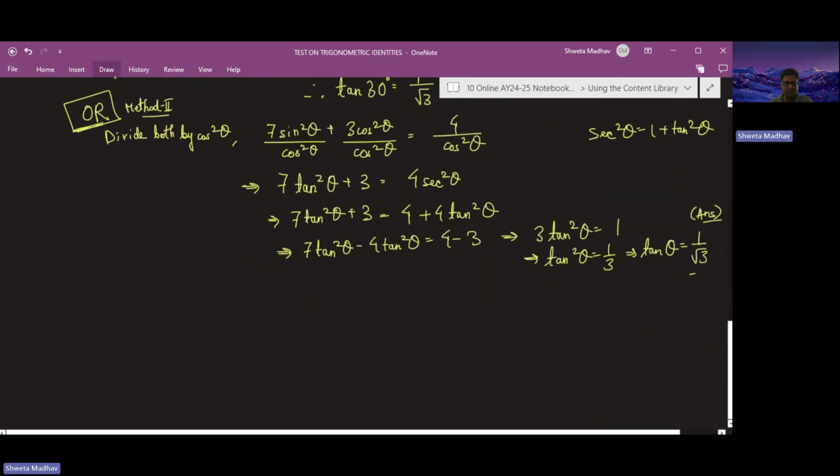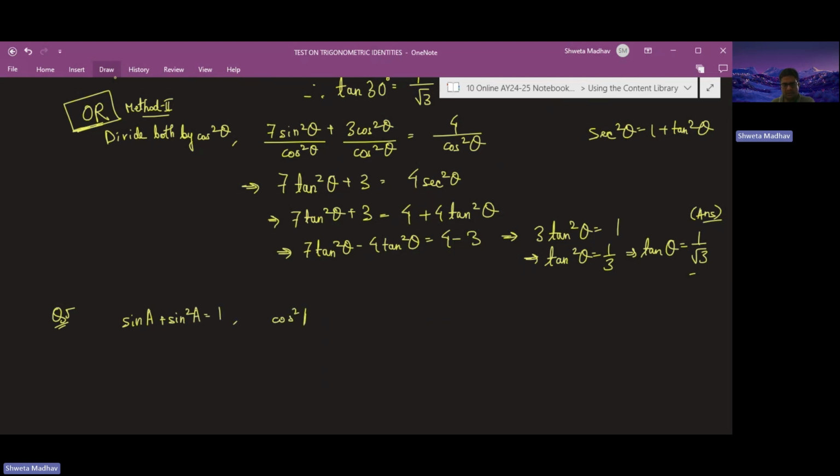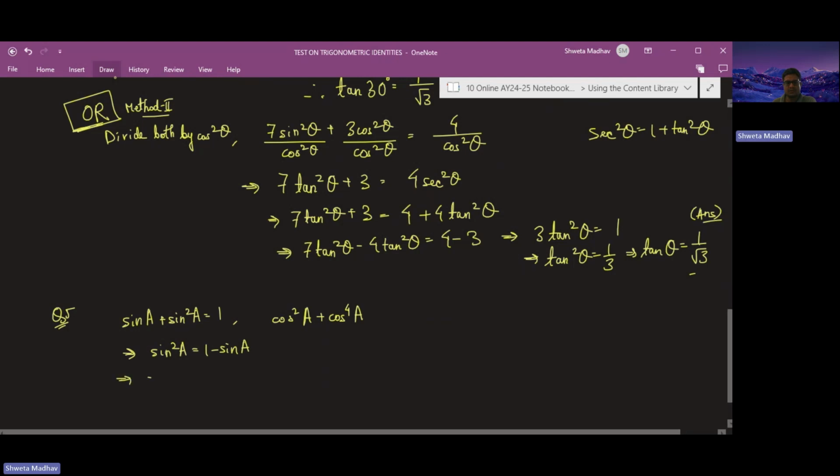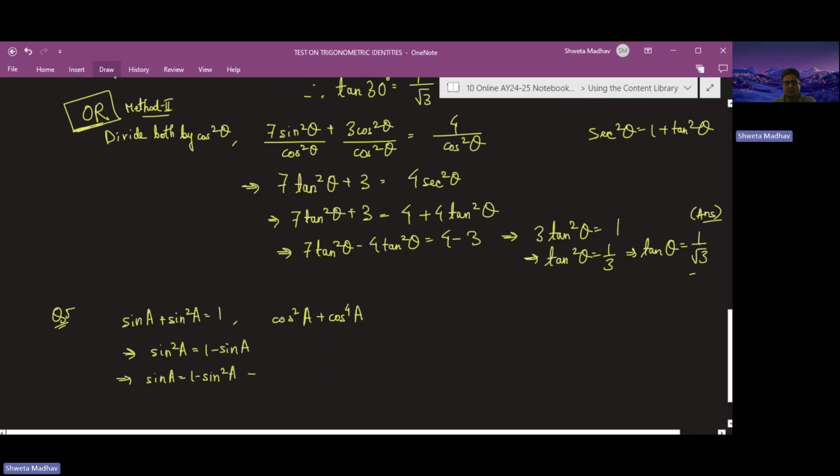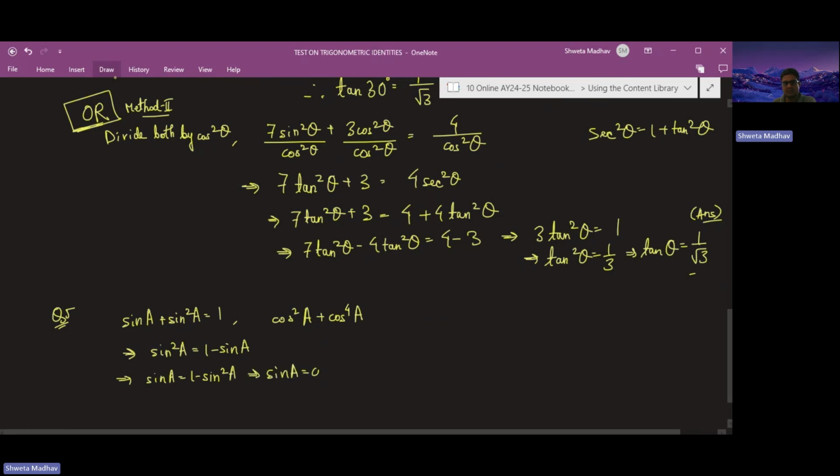Then in question number 5, it has been told that if sine A plus sine square A is equal to 1, then find the value of cos square A plus cos power 4A. Now I can write sine A as equal to 1 minus sine square A. Now 1 minus sine square A is equal to cos square A. So it means sine A is equal to cos square A.